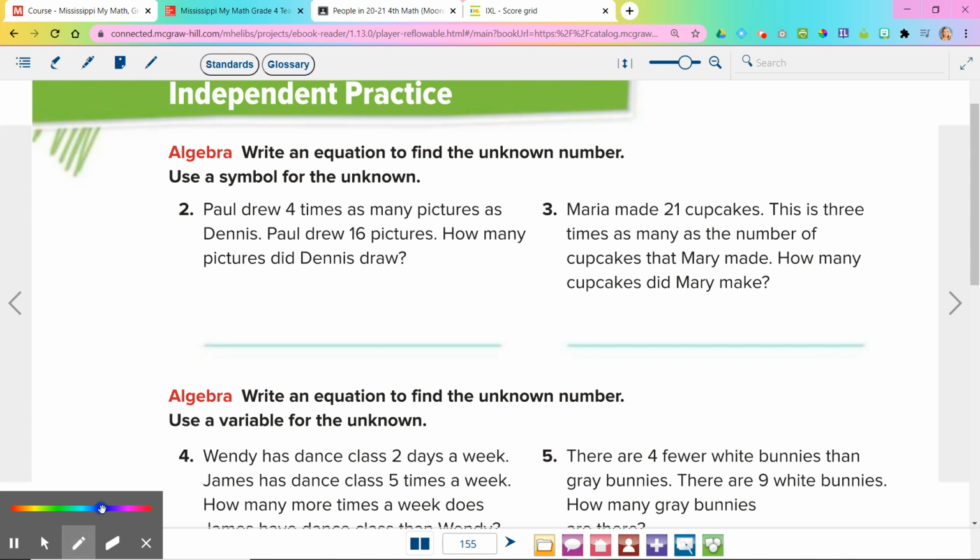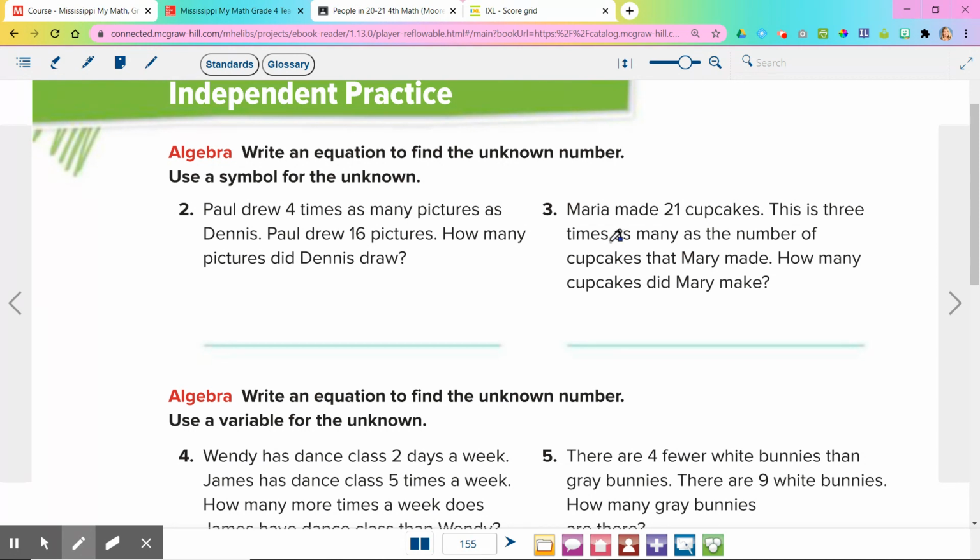All right, so let's take a look at this classwork. This is what you're going to do on your own. We are going to work a couple of these together. So our instructions say to write an equation to find the unknown number. Use a symbol for the unknown, and we know that we want to use a variable. So we've got to write an equation and use a variable for what we don't know.